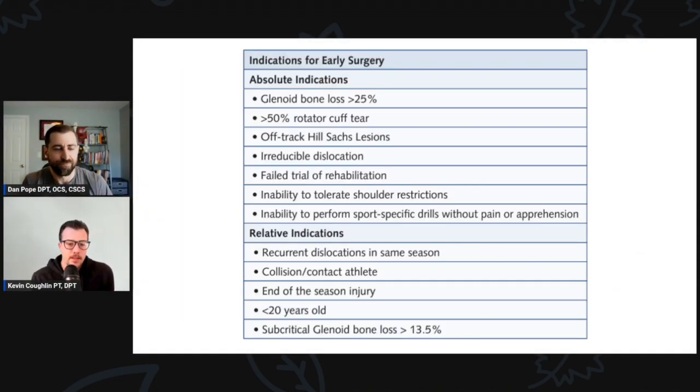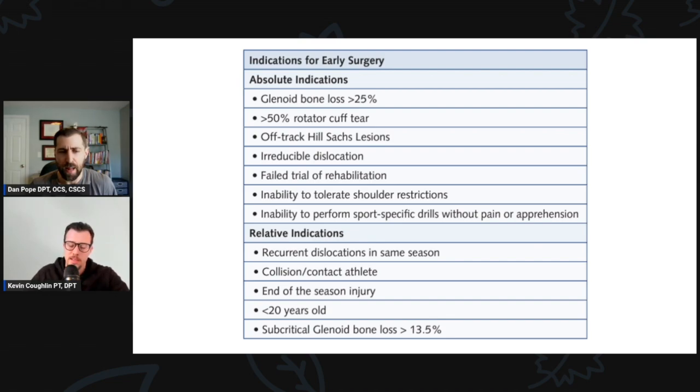All right. And then kind of to contrast that, here is a chart from the study that's talking about indications for early surgery. So what folks are we just going to say we should do surgery on? Kind of the opposite of what we were just talking about. So if they have a glenoid bone loss of over 25%, that, like you mentioned, the greater than 50% rotator cuff tear, an off-track Hill-Sachs lesion.